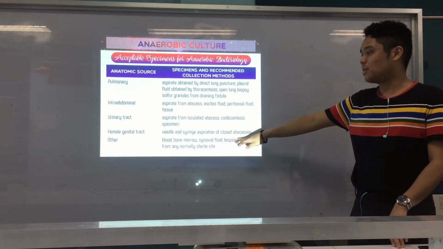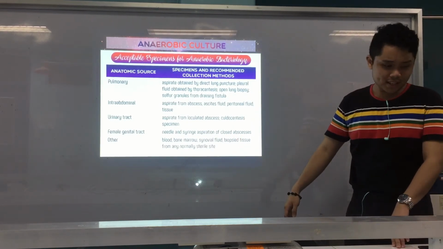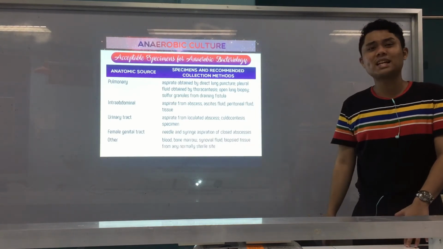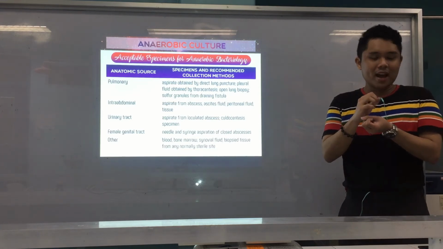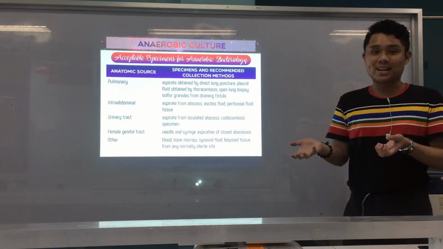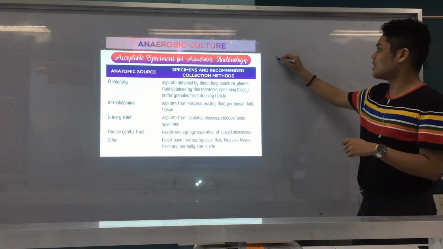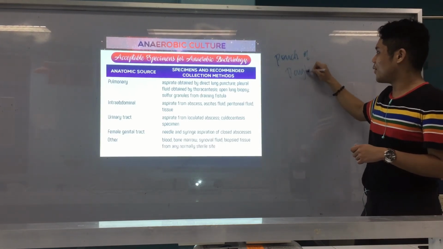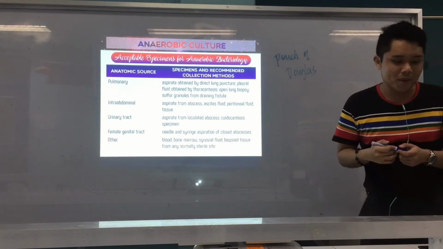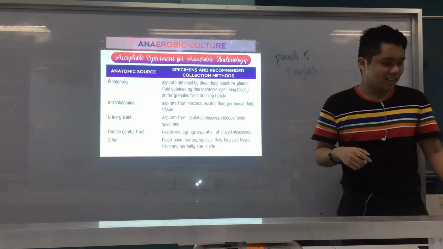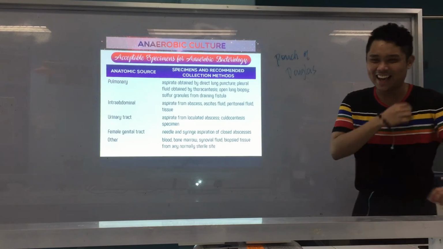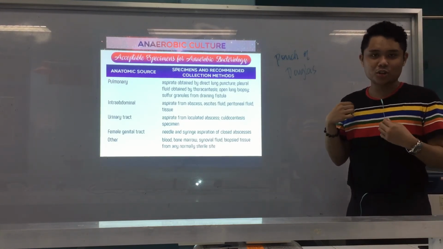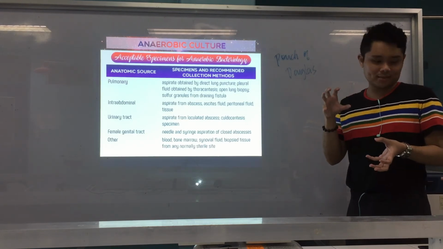For pulmonary, still the same, aspirate. For urinary tract and female genital tract, still the same. Also, for the genital tract there is culdocentesis, which is the extraction of fluid from the pouch of Douglas. The pouch of Douglas is a pouch behind the vagina of females. I'm not familiar with the female genital tract, not my cup of tea. Joke. But yes, it's the recto-uterine pouch, posterior to the vagina.